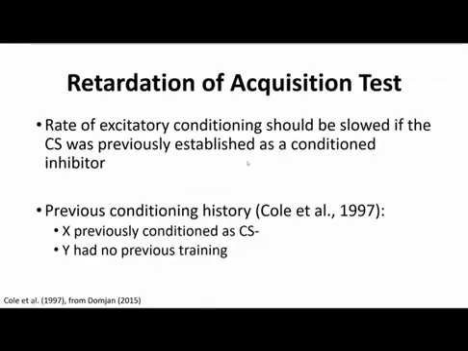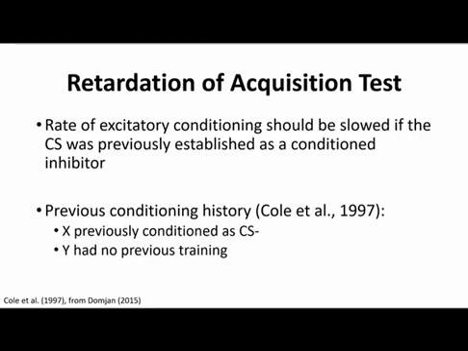Now, our next and last type of test is going to build off of the same setup that we just did. This type of test is called the retardation of acquisition test. Here, retardation just means a slowing or a disruption of. So we're looking at a slowing or disruption of the process of acquisition. The idea is that if a stimulus actively inhibits a particular response, like X did in the previous experiment, then it should be especially difficult to turn that stimulus into a conditioned excitatory CS.